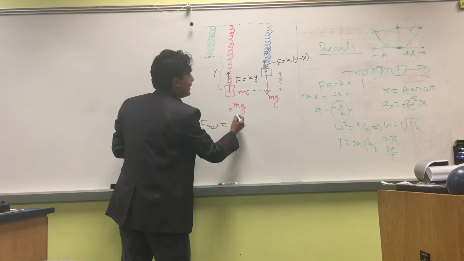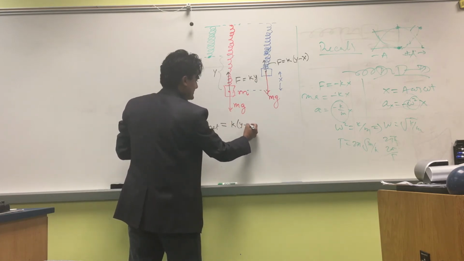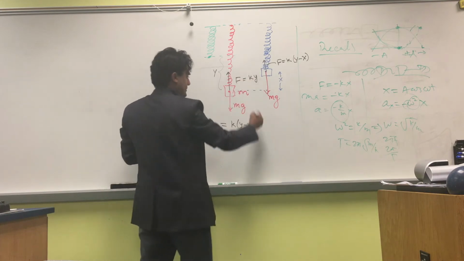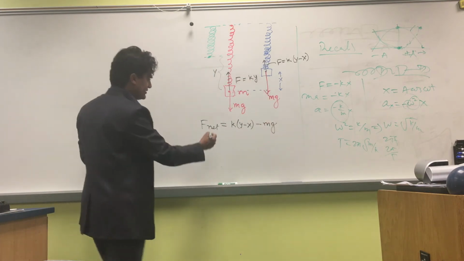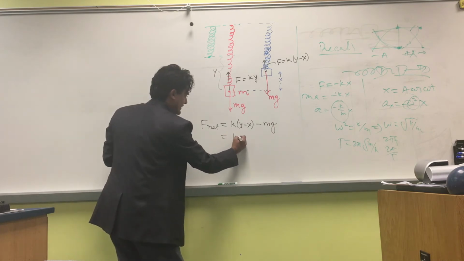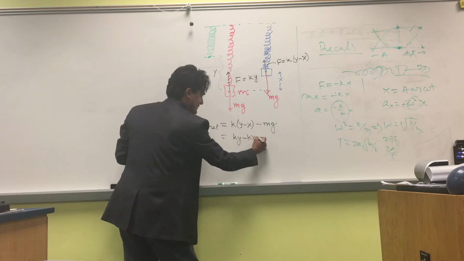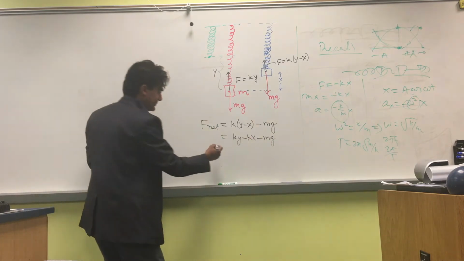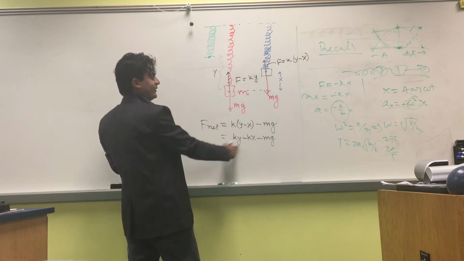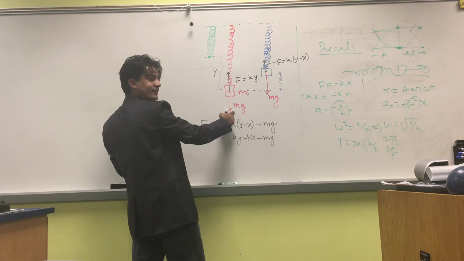ky minus kx minus the weight, which is mg. Very good. So if you multiply this, which is ky minus kx minus mg, is that right? So now what happens here? What is ky? k times y equals mg, right?